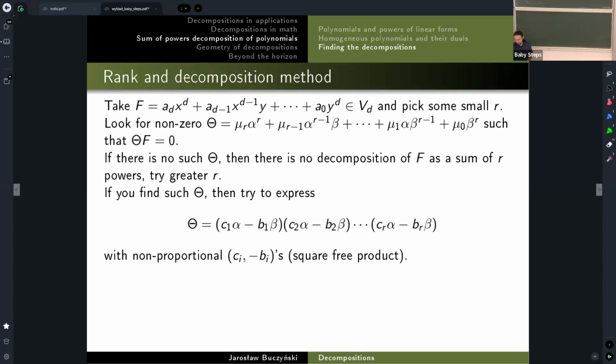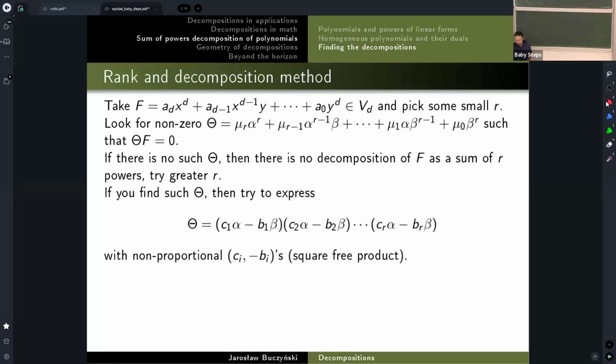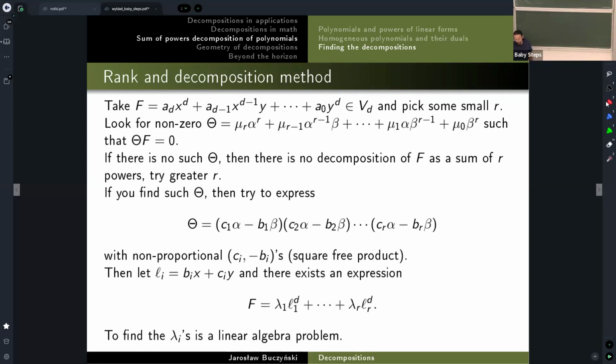You try to express it as these, but also in the polarity lemma there was this condition on non-proportional Ci's. I will come back to this a little bit later, but let's not worry about this non-proportionality. For most of your fs, you will have this non-proportionality assured. There's a measure 0 set where this is going to fail. And then you take Li's, which are perpendicular to these Ci/Bi, and then it remains to find the coefficients.